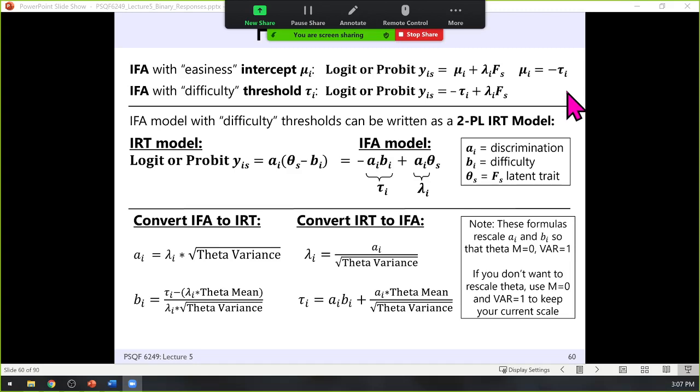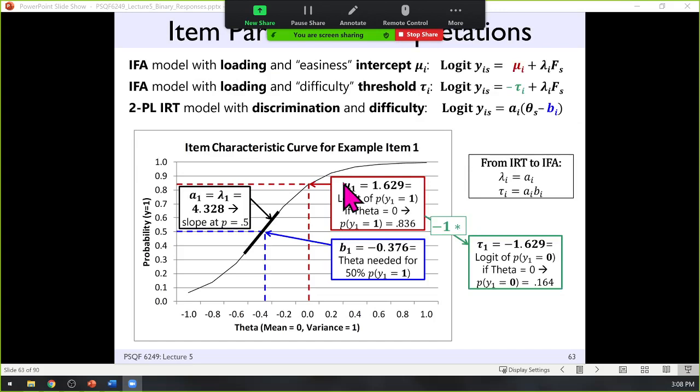Is B by itself threshold, or did you say A times B is the same thing as the threshold? Like tau was threshold, right? Tau is threshold and A times B is tau. Yep, the minus sign sits out front to be consistent with the direction of B because it's theta minus B in the IRT equation. What's B by itself in this context? I know A is the loading, and then A times B is the threshold. What's B by itself? B is the same B from the IRT item difficulty.